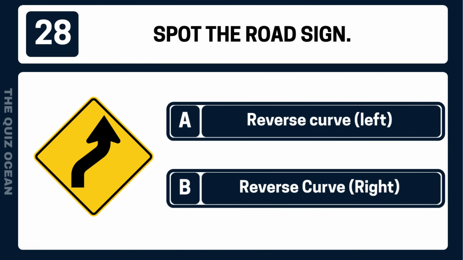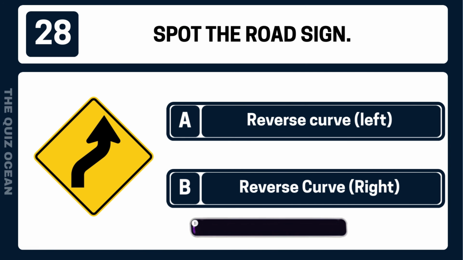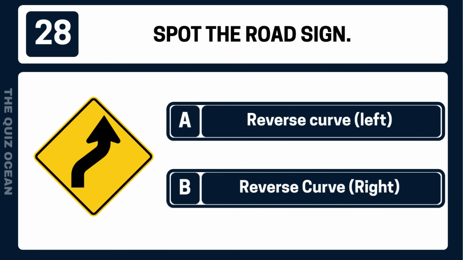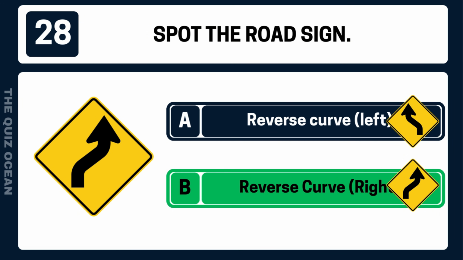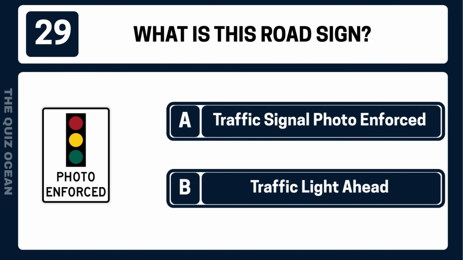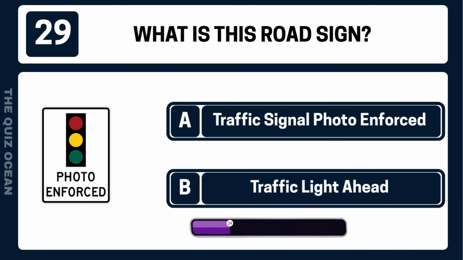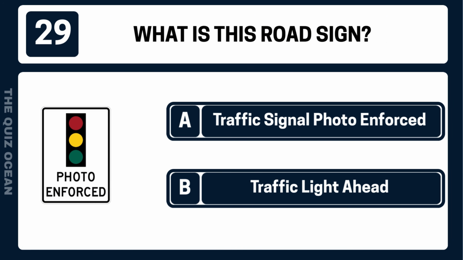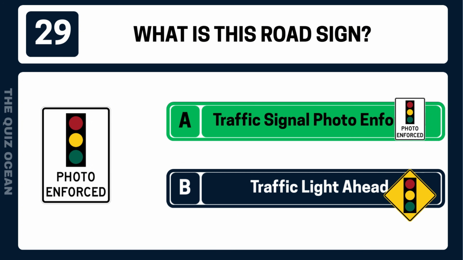Question 28. Spot the road sign. A. Reverse curve left. B. Reverse curve right. The answer is B. Reverse curve right. Question 29. What is this road sign? A. Traffic signal photo enforced. B. Traffic light ahead. The answer is A. Traffic signal photo enforced.